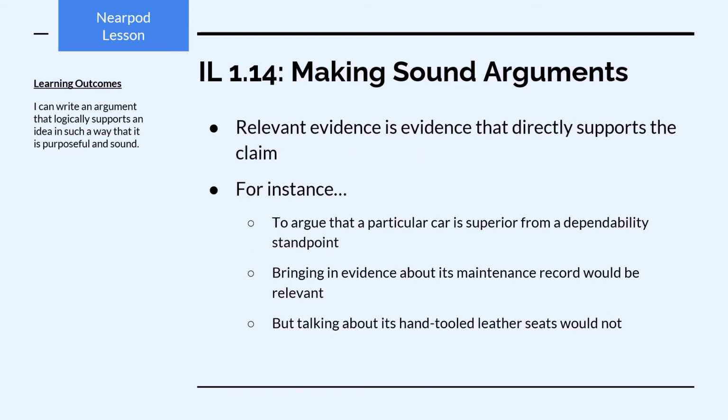Relevant evidence is evidence that directly supports the claim. For instance, if you wanted to argue that a particular car is superior from a dependability standpoint, bringing in evidence about its maintenance record would be relevant. But talking about its hand-tooled leather seats would not be relevant because they have nothing to do with its dependability.